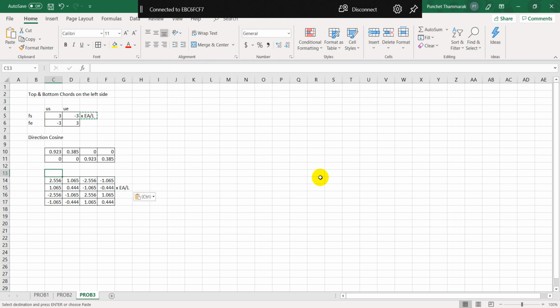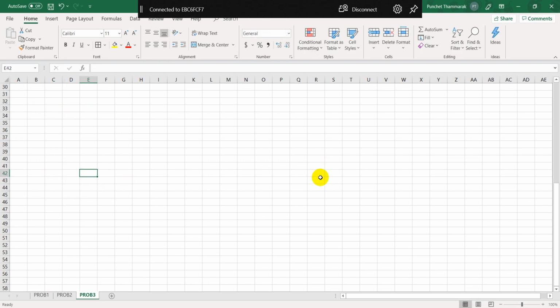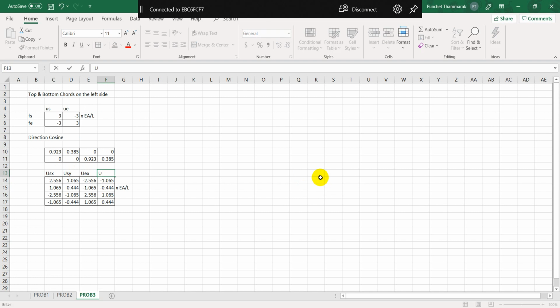So this is the global U starting node X, global U starting node Y, U ending node X, and U ending node Y. F is F starting node X, F starting node Y, F ending node X and F ending node Y. Okay.